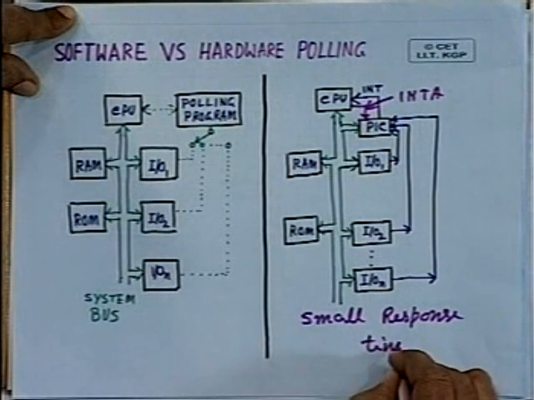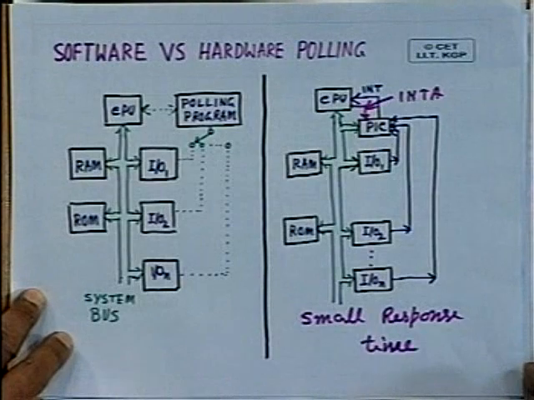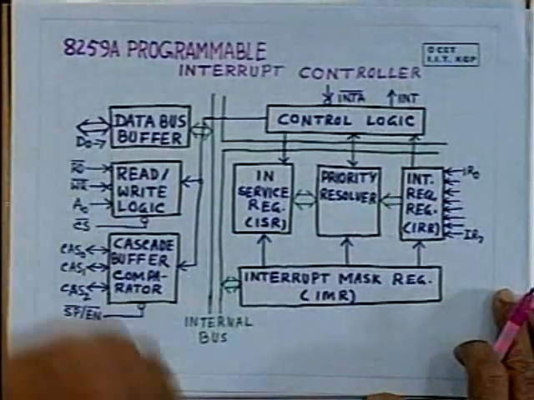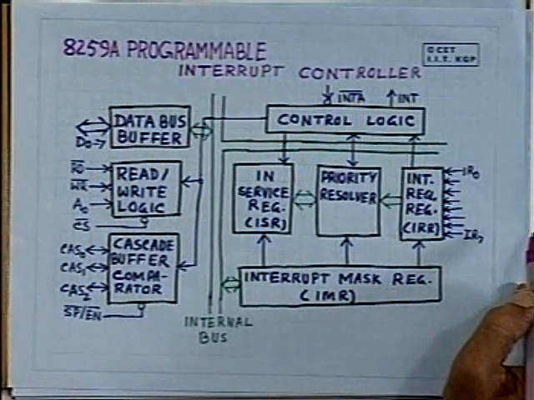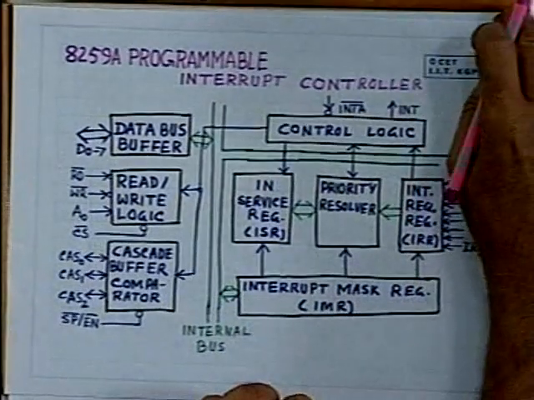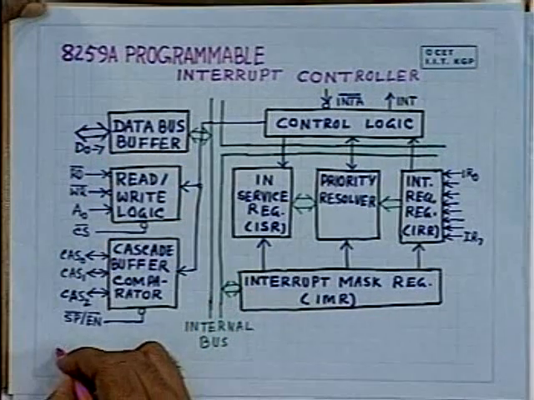Let us look at the inner world of this Programmable Interrupt Controller, what is inside and so on. This is the popular 8259 Programmable Interrupt Controller, which is used in conjunction with the Intel series of microprocessors. As you can see here, this side goes to the microprocessor.